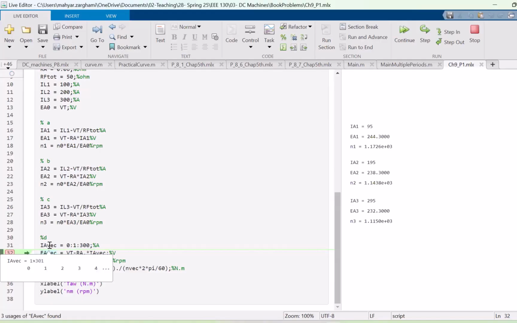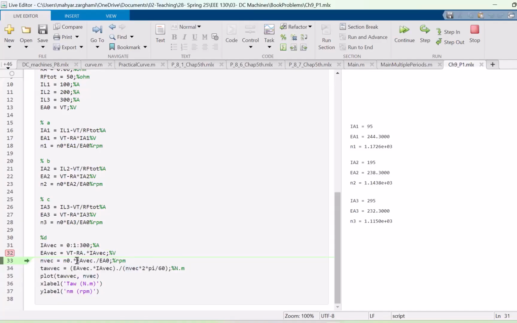So this is a vector of 301 numbers. And then if you really want to find EA based on that vector, considering the fact that VT and RA are constants, you should do that element-wise. So that's why I put that dot, basically multiplied, to give a vector here for EA as well. And then your N vector would be found.